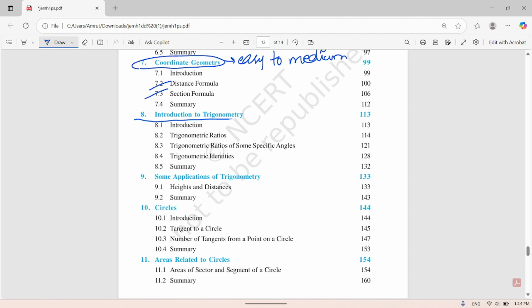And then at number 8, you will be having introduction to trigonometry. So this one comes under medium to difficult or hard. I can tell you hard.